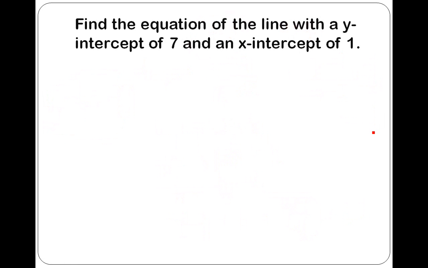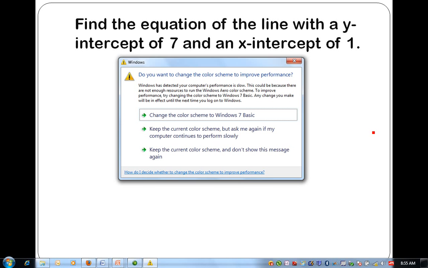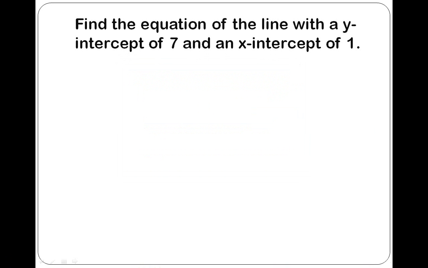Find the equation of the line with the y-intercept of 7. Well, hey, that's great. I have a y-intercept, and an x-intercept of 1. So the easiest thing to think of here is, what do intercept points look like? Well, y-intercepts are 0, comma, the number. So there's a y-intercept. And then x-intercepts are the number, comma, 0.